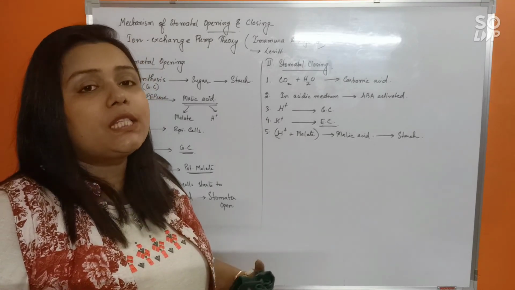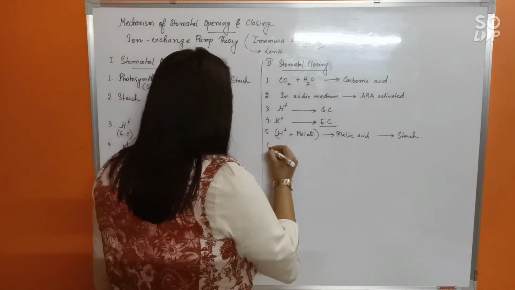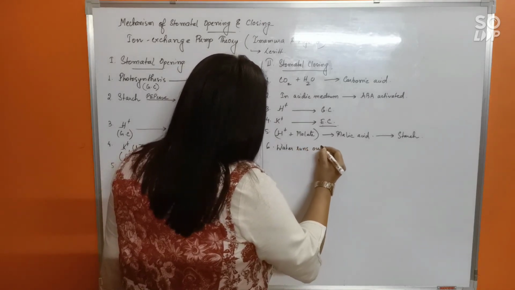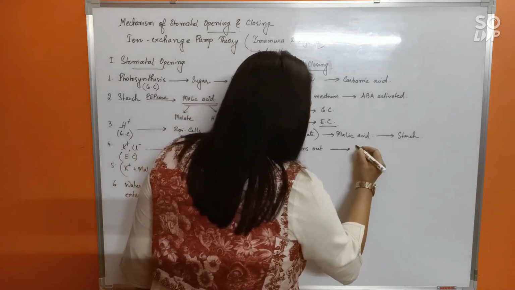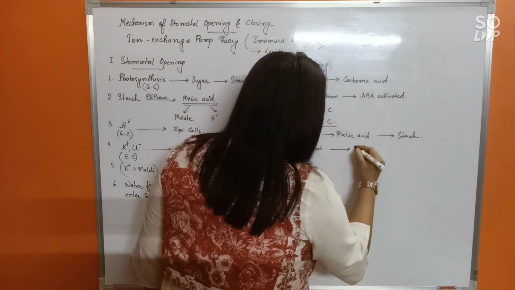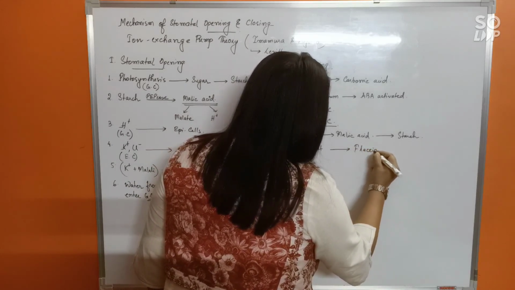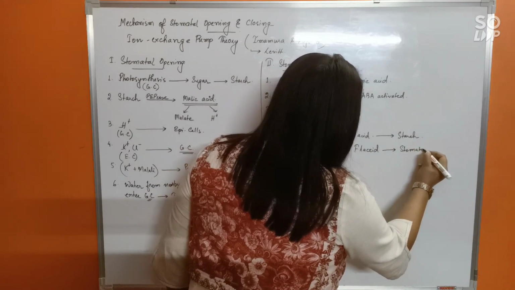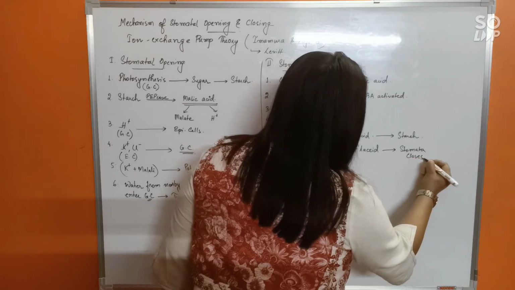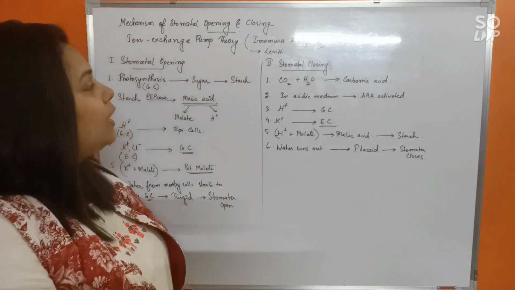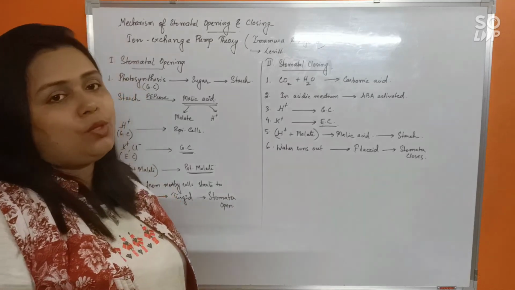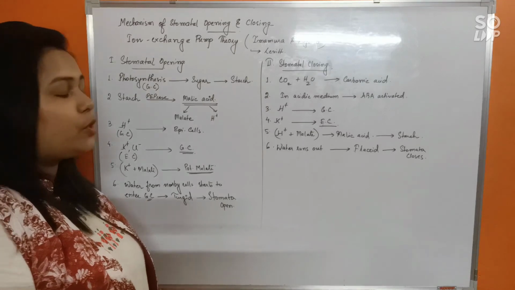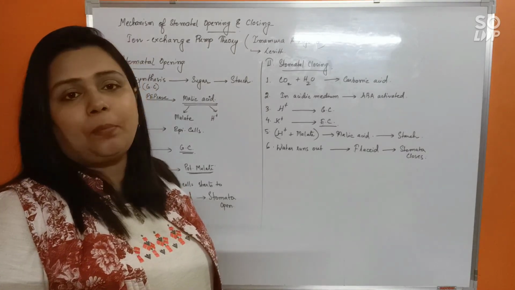So as the water runs out of the guard cells, what will happen? So in that case, the guard cells will become flaccid, and as they become flaccid, the stomata closes. Alright, so this is the mechanism how stomata will close at night. Alright, so this is a very important theory that's called ion exchange pump theory or potassium pump theory.